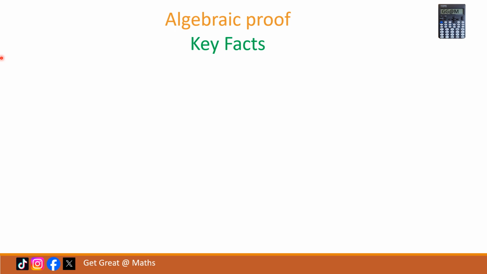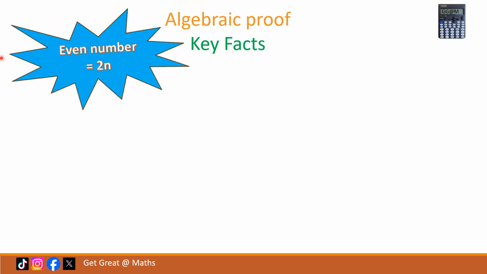Now, the first key fact you need to be able to answer any algebraic proof question is that you need to know what an even number is. If you take any integer n, so any number n, and then you double that number, it will automatically become an even number. So our first fact that you need to write down is that an even number is equal to 2n.